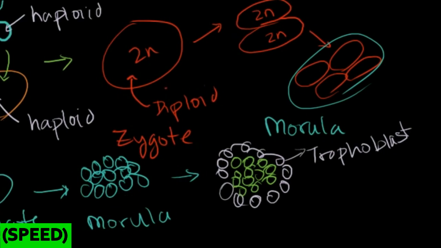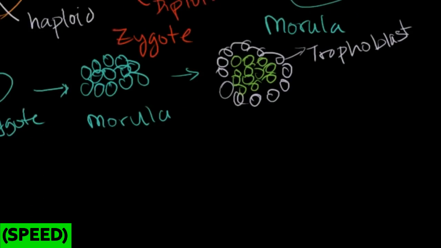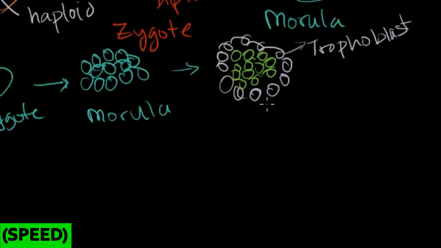And then the inner cells, and this is kind of the crux of what this video is all about. The inner cells right there are called the embryoblast. And then what's going to happen is some fluid is going to start filling in some of this gap between the embryoblast and the trophoblast. So you're going to start having some fluid that comes in there.